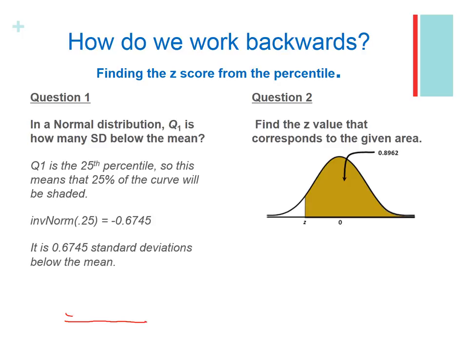So I would do this. Quartile one is how many standard deviations below the mean? That's asking us, what is the z-score? Here's your mean of zero. Remember that quartile one is the 25th percentile, so 25% of your curve is shaded. If this is 25% of your curve, what is this z-score? On your graphing calculator, you type in inverse norm of 0.25, because that's the area to the left. When it gives you negative 0.6745, it means the 25th percentile is 0.6745 standard deviations below the mean. Inverse norm is always saying, the area below my number is 0.25, what's the associated z-score?